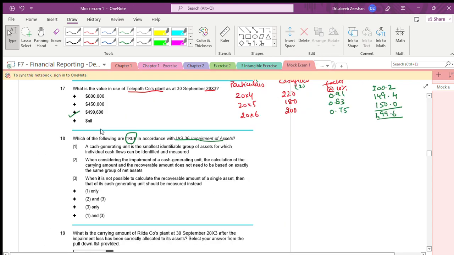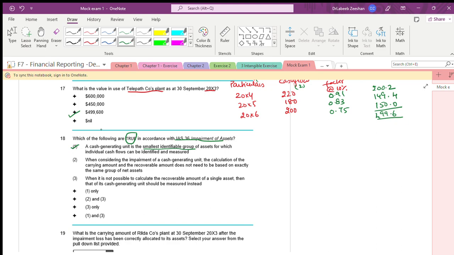What is true according to the impairment? A cash generated unit is the smallest identifiable group of assets for which it is going to be measured. Is it right? This is the first one. Good, right.